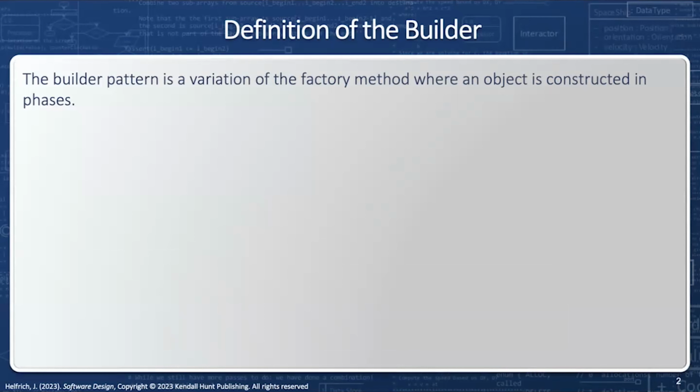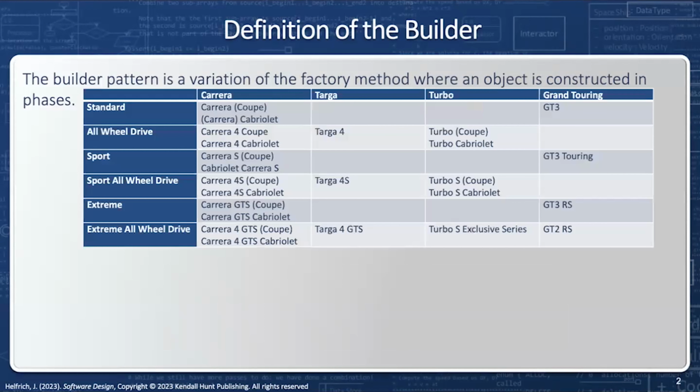The builder pattern is a variation of the factory method where the object is constructed in phases. So for an example, let's say I want to create a Porsche 911. Well, there's many different models of 911 we can create. There's the Carrera, the Targa, the Turbo, the Grand Touring, but we also have standard, all-wheel drive, sport, extreme. There's lots of different variations.